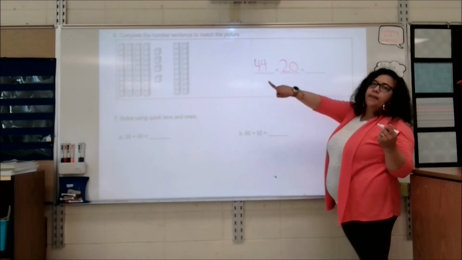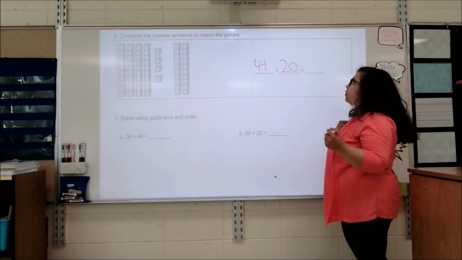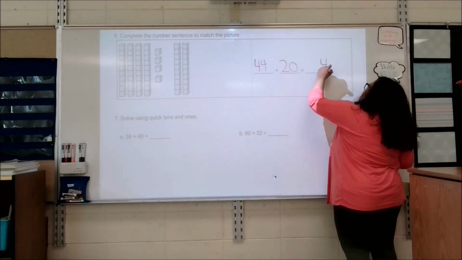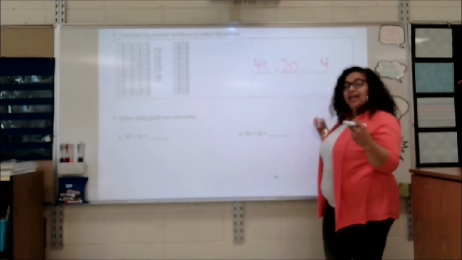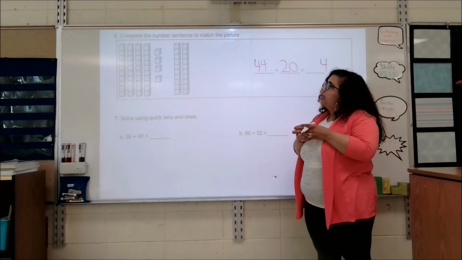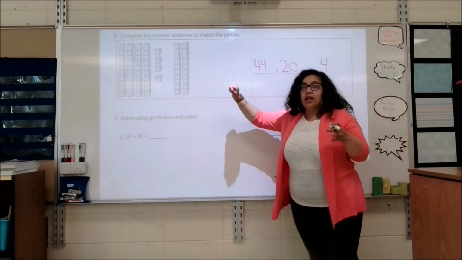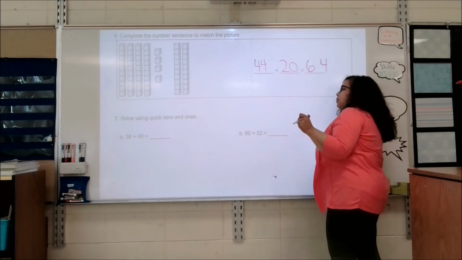Now look at these 2 numbers. Did I acquire any new ones? No. So that means my ones are going to stay the same. But what about the tens? What is the value of the tens if I put all of it together? 4 tens, 5 tens, 6 tens. So 44 plus 20 is equal to 64.